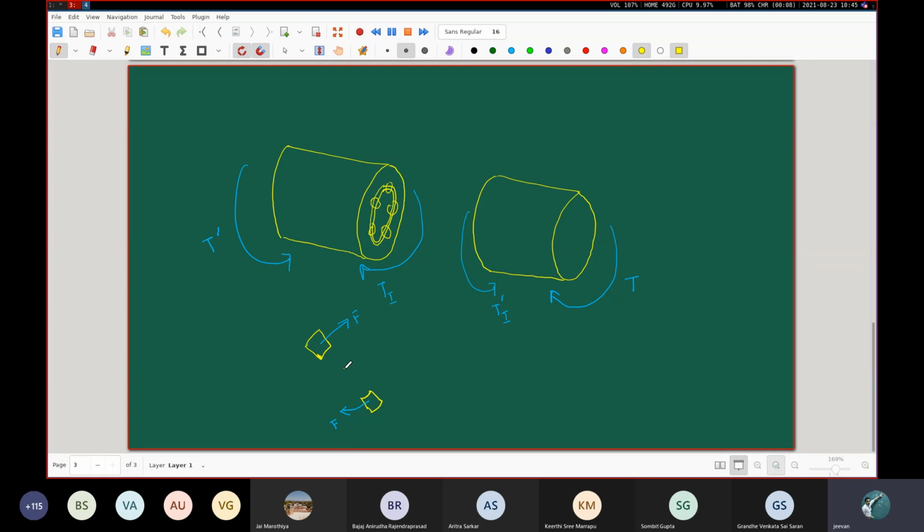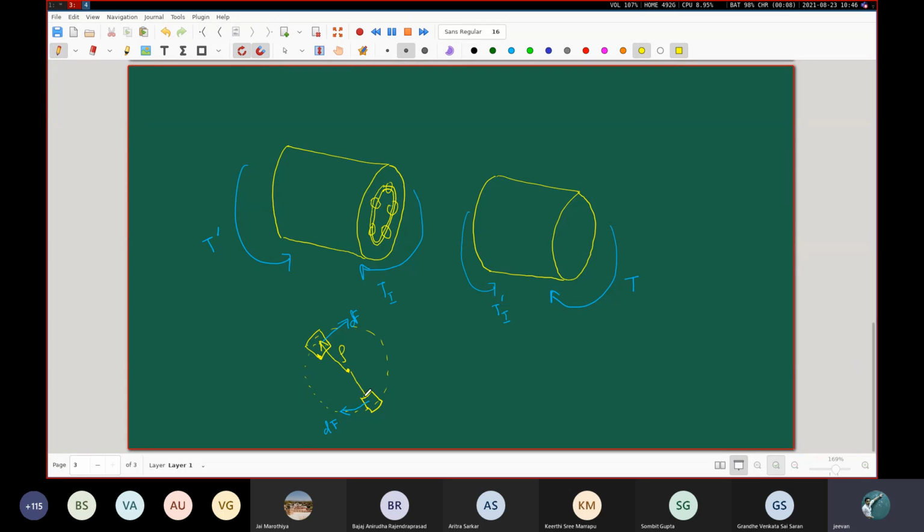Now you consider the center of the circle. They are all lying on the same circle, and you consider the center of the circle. Let's say that the radius of this circle, like earlier, is rho. Now you tell me what is the torque associated with this force. You can call this dF if you want, because this is an elemental force, dF.